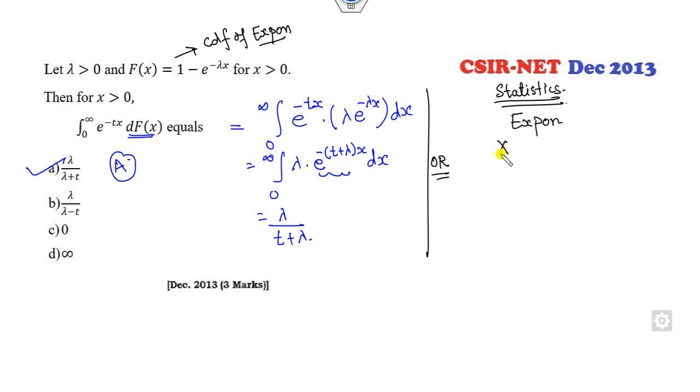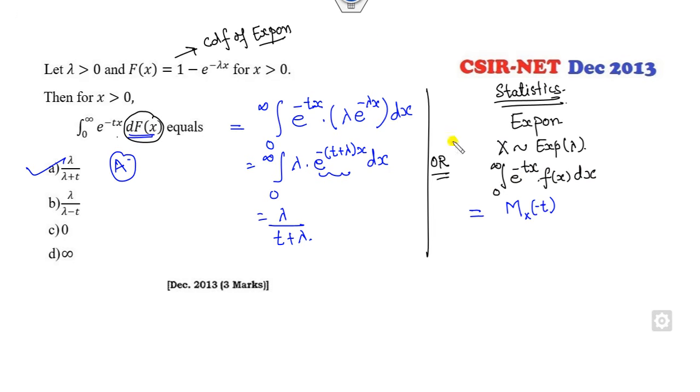So it means x follows an exponential distribution. Now what is that? This is e raised to the power minus tx. What is the derivative of this? It is nothing but my PDF. Fine, 0 to infinity. In statistics, do you remember what that is? This is the MGF at minus t.